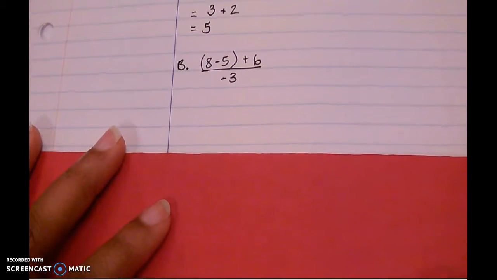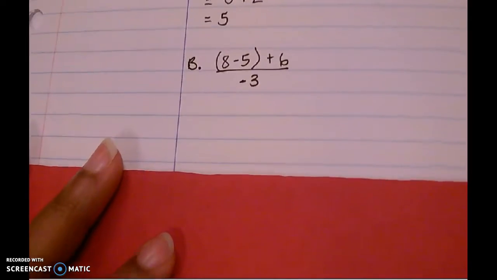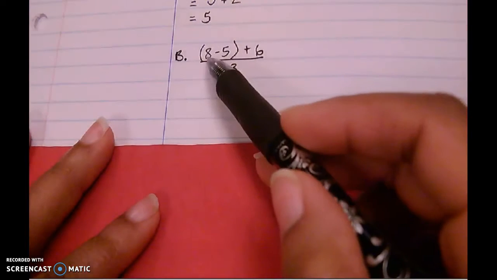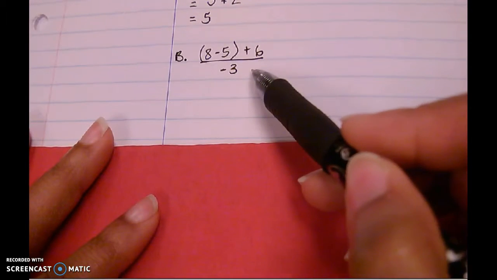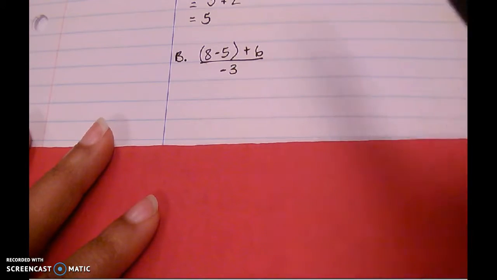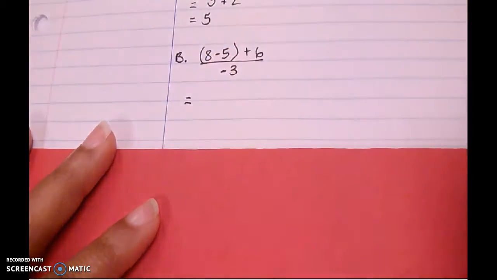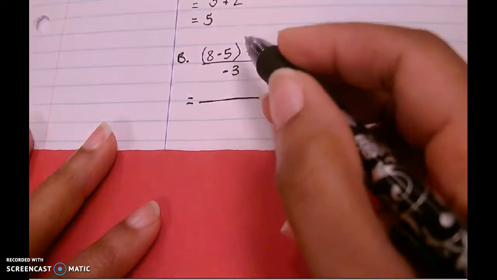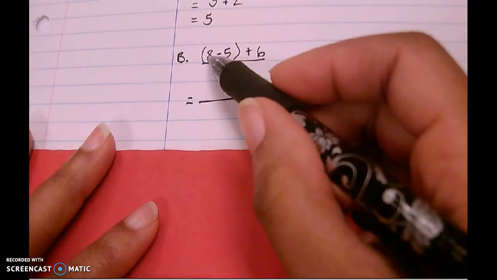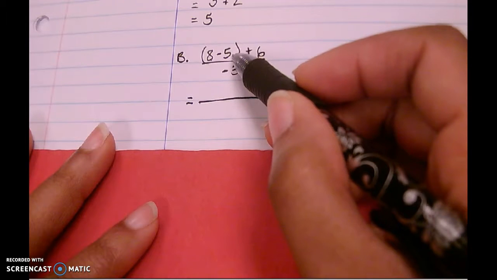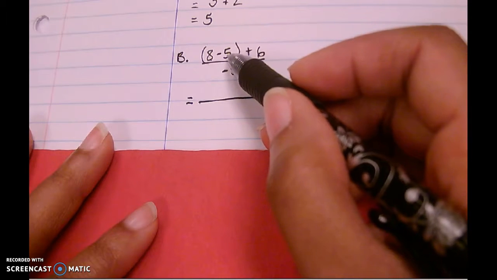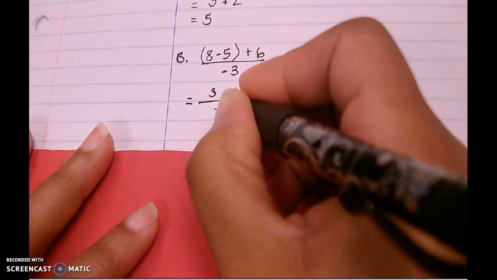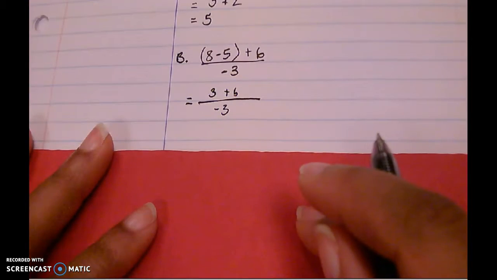Okay, this is a division problem. Okay, we actually have, in parentheses, 8 minus 5 plus 6 divided by negative 3. So the first thing I'm going to do is I'm going to put my equal sign here, okay? And I'm going to draw my division line because I'm not there yet. First thing I need to do is solve what's in the parentheses. 8 minus 5 is going to give me 3. 3 plus 6 over negative 3, okay?